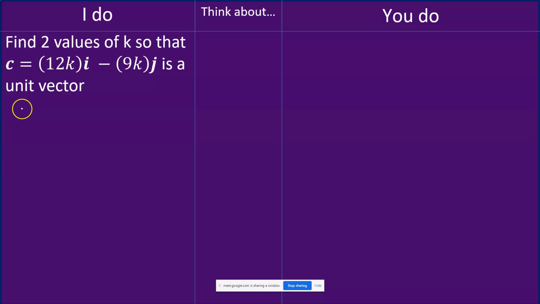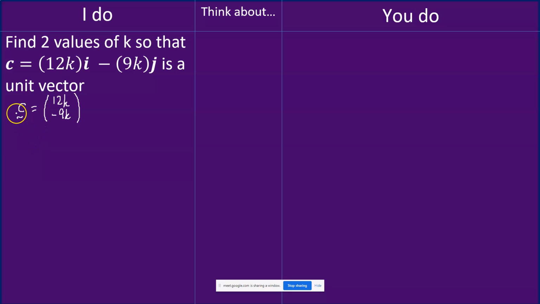So the first thing I'm going to do is turn this into column vector form because I prefer it. I've got literally no other reason why. And that's a minus 9k. So k here is some sort of value, and we want to make this into a unit vector.